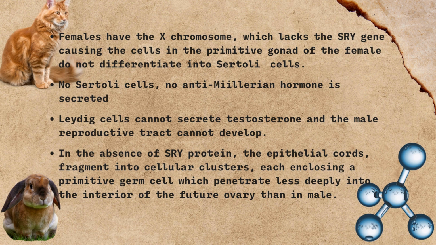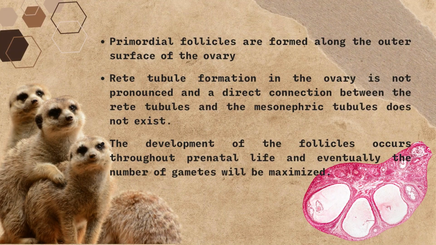In the absence of SRY protein, the epithelial cords, or the sex cords, fragment into cellular clusters, each enclosing a primitive germ cell. These clusters of germ cells penetrate less deeply into the interior of the future ovary than in the male. Thus, primordial follicles are formed along the outer surface of the ovary that will eventually become the cortex of the ovary. Rete tubule formation in the ovary is not pronounced, and a direct connection between the rete tubules and the mesonephric tubules does not exist. Therefore, there is no tubular outlet for the gametes.